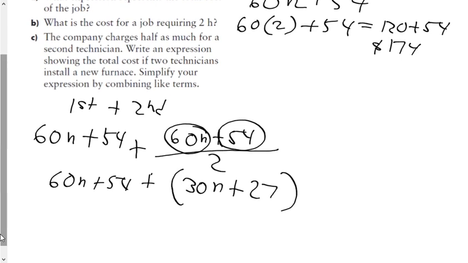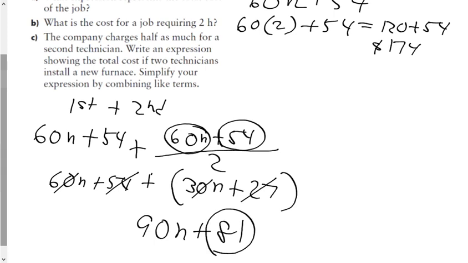$27 for service. Therefore, if I gather like terms, $90 per hour plus service fee of. Now, if you had a service fee here of 54, that's correct as well. I wouldn't mark that wrong. 90N plus $54, depending on how you do it.